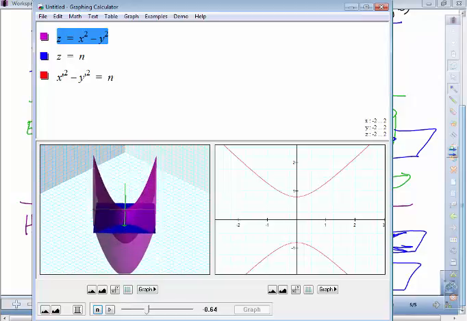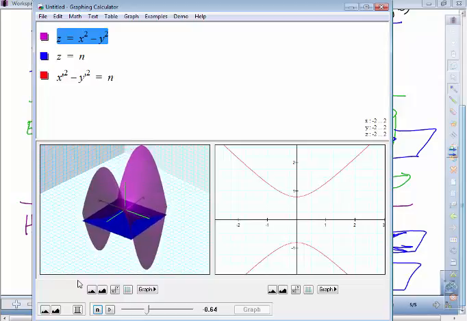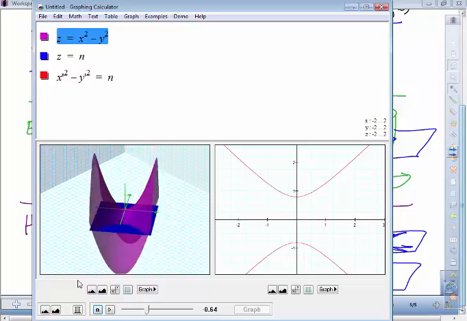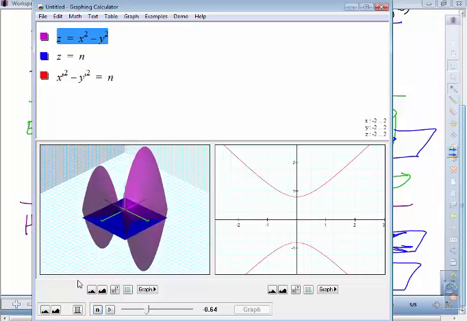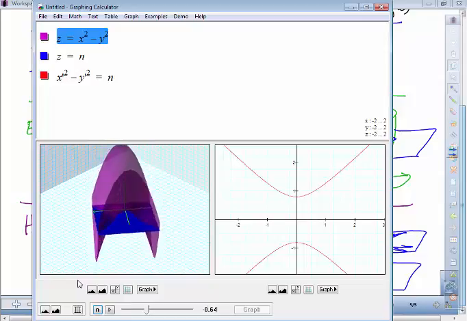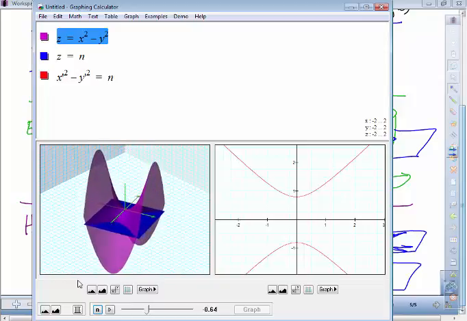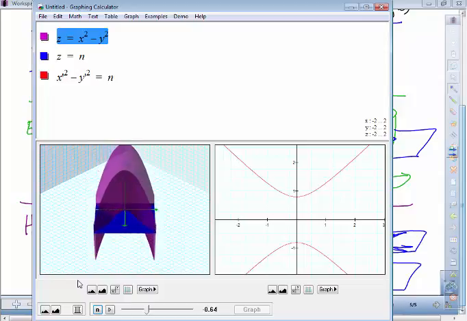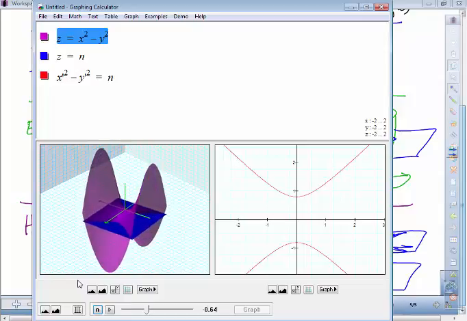Anyways, this is sometimes called the Pringle. If somebody's hungry, go get a Pringle and look at it and imagine cutting it vertically with planes, and you'll see those hyperbolas come out. And you could also look at it and say, yeah, it looks like a saddle too. Legs come down on one side, and things go up in the front and back.